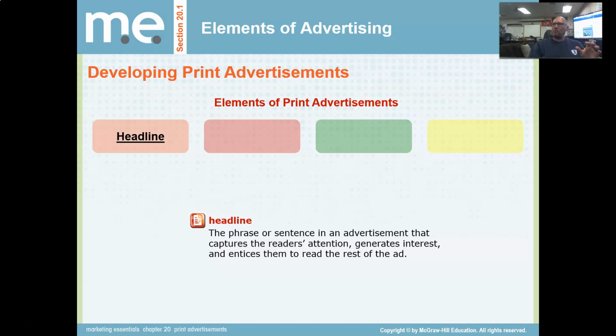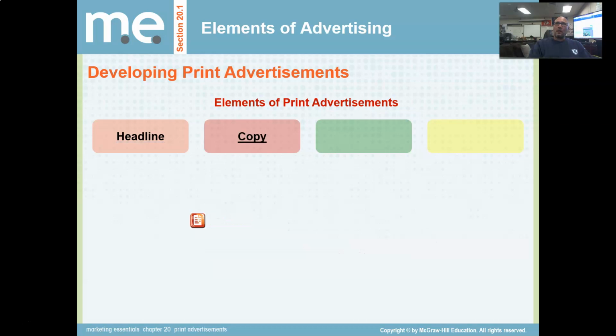And so people are like, what do you mean Got Milk? And they had this whole ad campaign on why you needed milk. And a lot of the commercials were rather funny. Copy is another element of print advertisements. Copy, the definition, the selling message of a written advertisement. Okay, so that's the actual words that are on the advertisement itself.